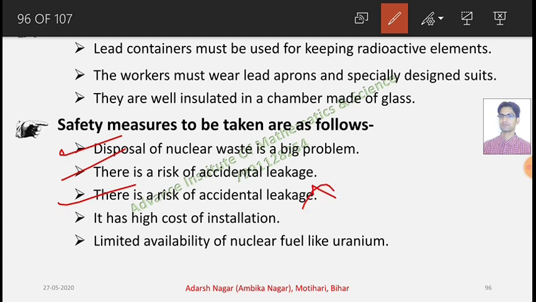It has a high cost of installation, lots of investment is needed for installing a nuclear power plant. Limited availability of nuclear fuel like uranium and thorium, these are used as nuclear reactor fuel, and these are very less in amount in nature.